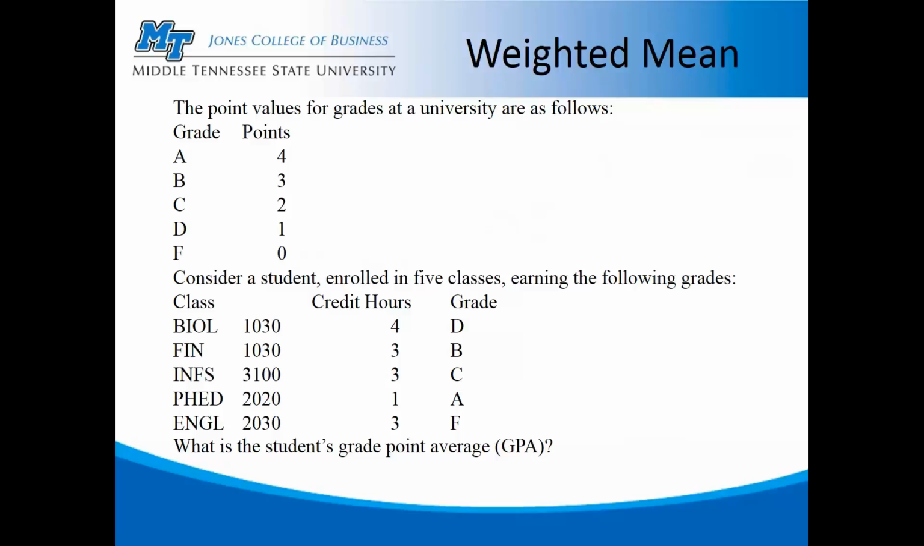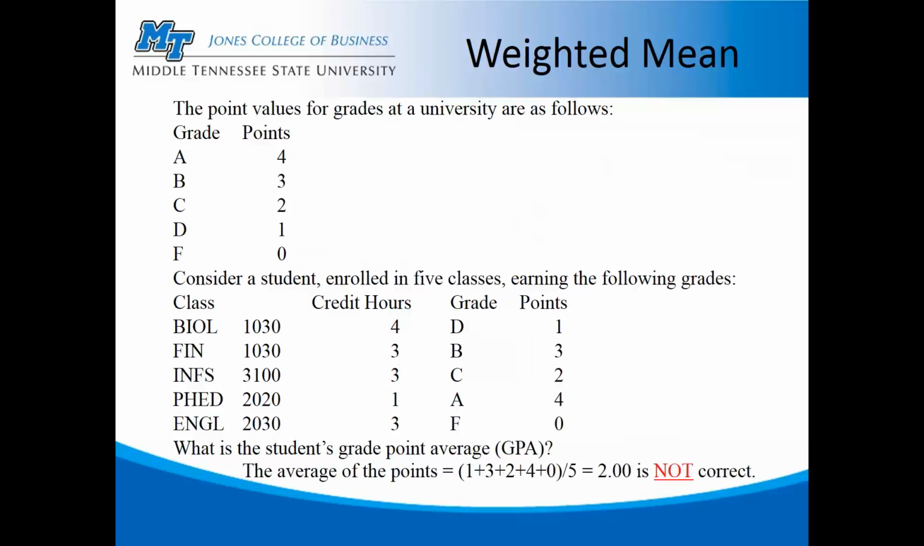One way to calculate this is just as a simple average would be to take the points and add up the points and divide by the number of classes, and you would figure out that this student had earned a 2.00. But that's not the right way to calculate a grade point average. A grade point average is a weighted average.